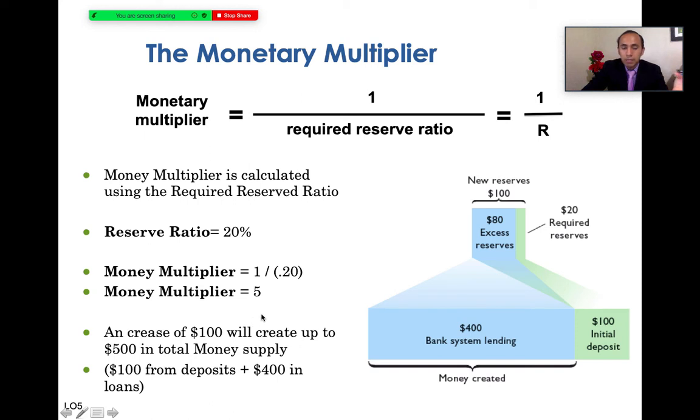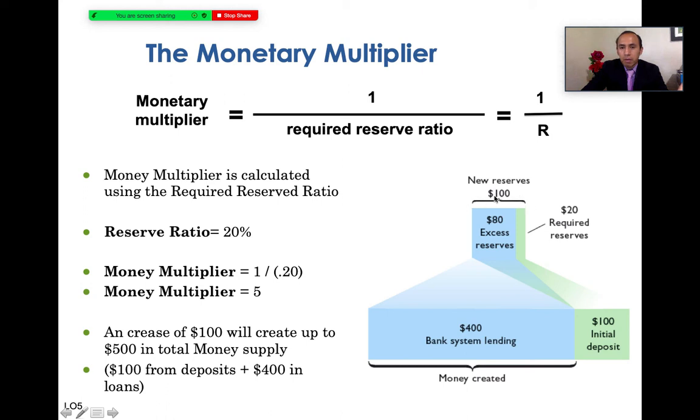How does that happen? It's through the multiple expansionary system in the financial system. An increase of $100 in cash reserves will create up to $500 in total money supply. So the initial $100 can create $500 in total money supply. Some of you are like, how is that happening? Well, $100 come from the cash deposit reserves that were injected into the financial system, plus $400 that were created in loans.